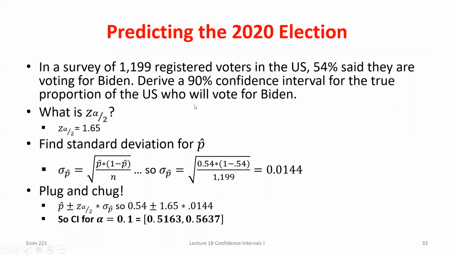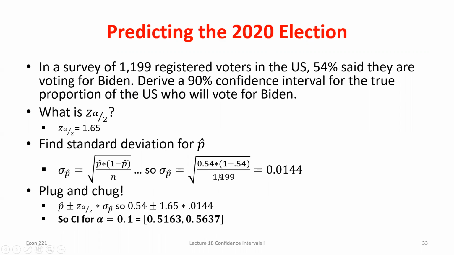The first poll that I had was 1,200 people, and 54% said they were going to vote for Biden, right? So I want to do the 90% confidence interval. I use that sample proportion of 0.54. Everything follows where I've got this lower and upper bound, right? It's the exact same process that we did before.